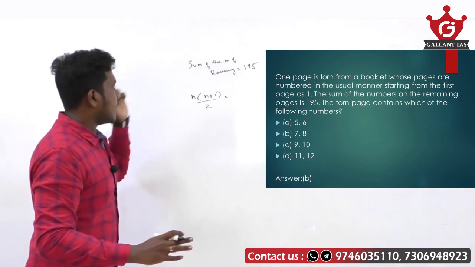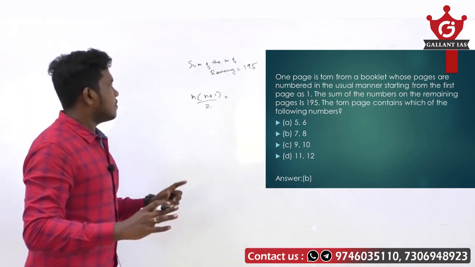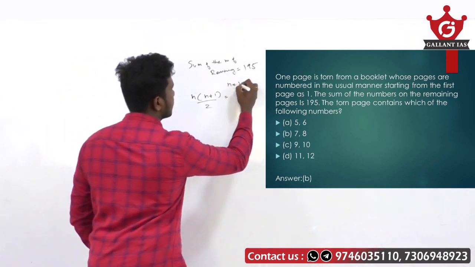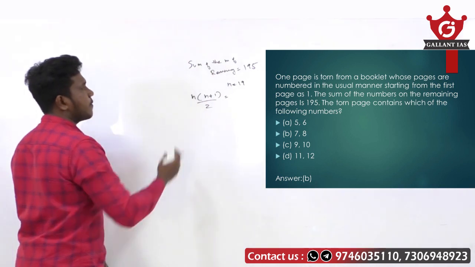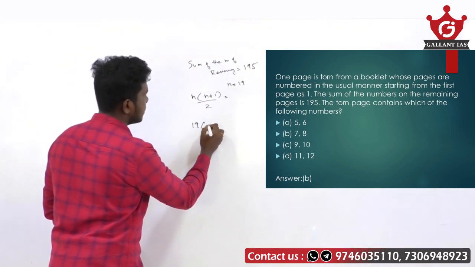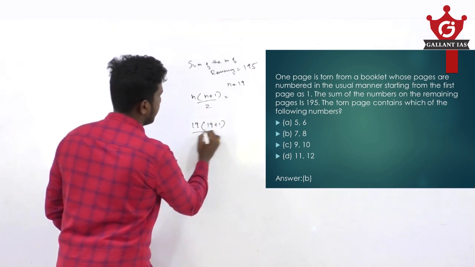Okay, now I am substituting the value. For n I am substituting 19 here. Let the initial number of pages be 19. So here 19 into 19 plus 1 by 2.